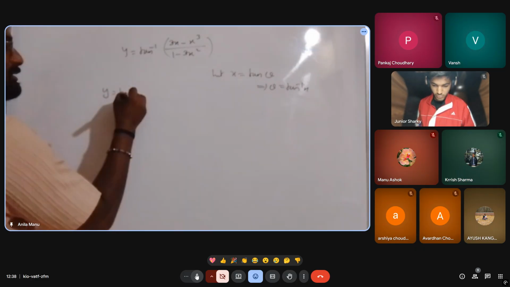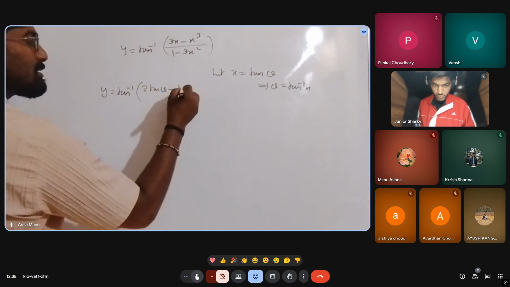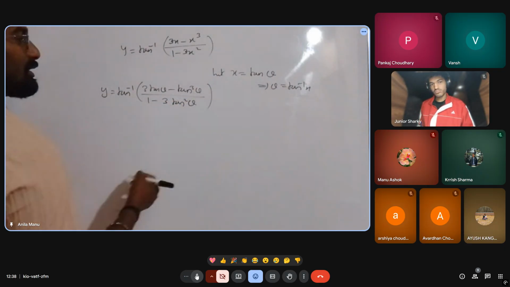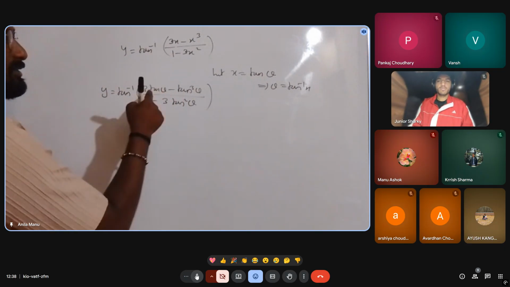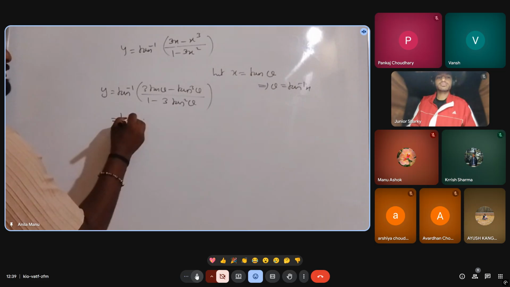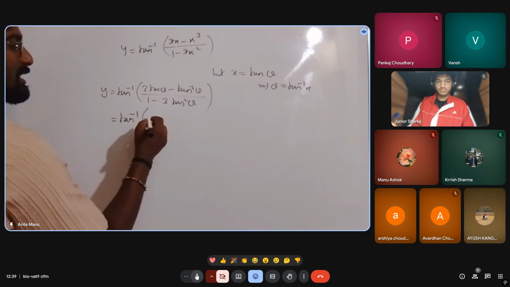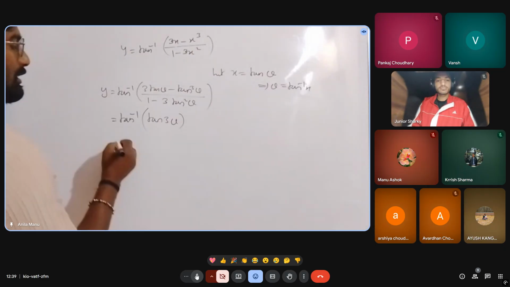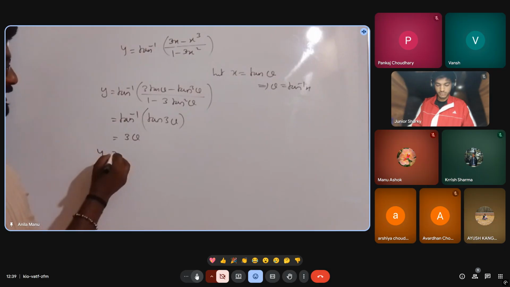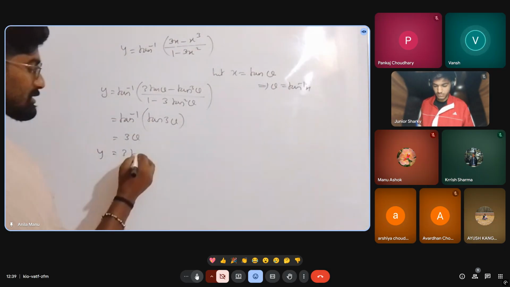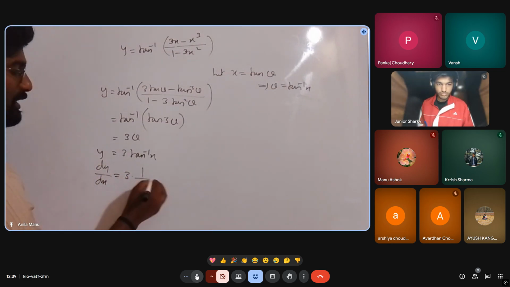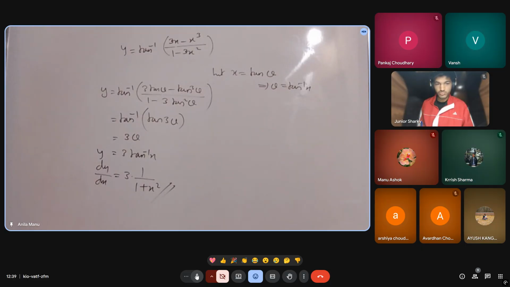Therefore, y is equal to tan inverse of 3 tan theta minus tan cube theta by 1 minus 3 tan square theta. Don't write x, since x is already there. That's why you can give either theta or phi, another variable, or p, something like that. You know that this formula gives tan 3 theta. So tan inverse of tan 3 theta is 3 theta. That is y is equal to 3 tan inverse of x. We need to find dy by dx. So dy by dx is equal to 3 into 1 by 1 plus x square, that is 3 by 1 plus x square. Easy, right?